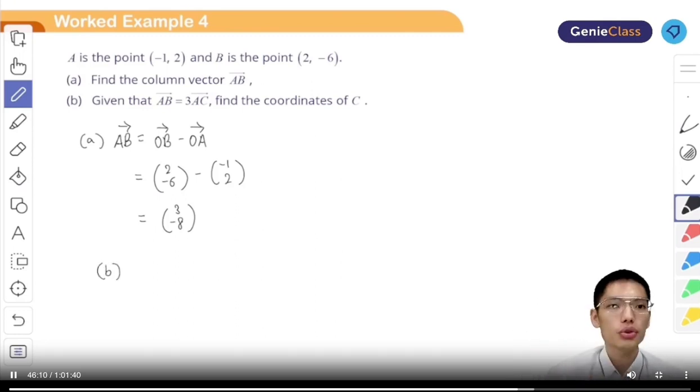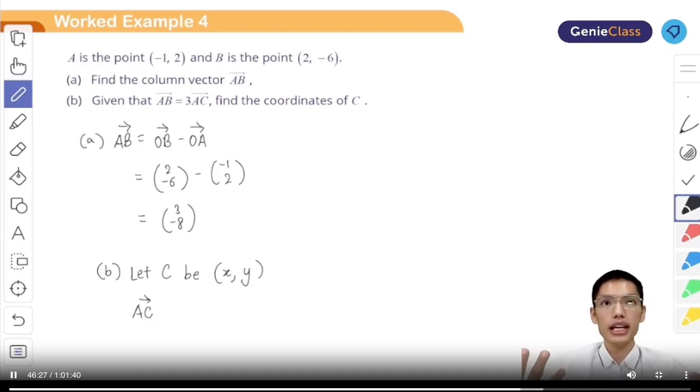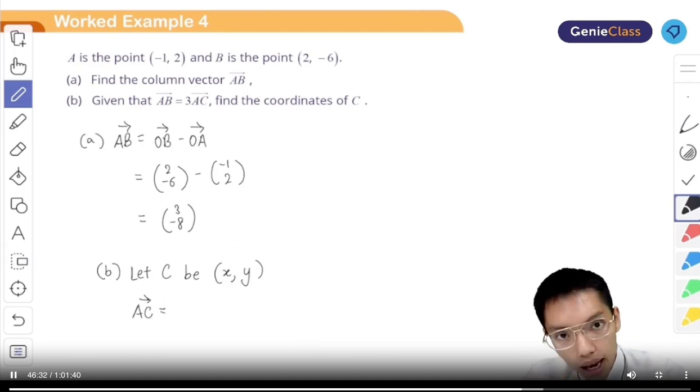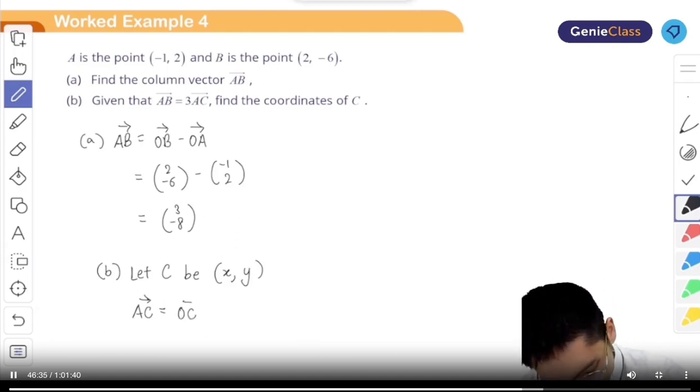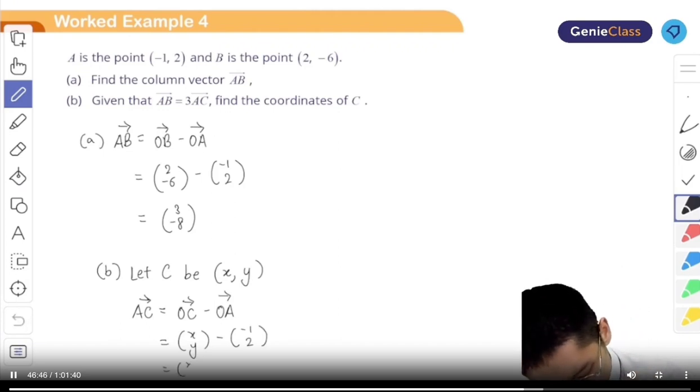So realize what I need to do. I don't know what is C. So therefore, we use the trick. Let C be some coordinate XY. Take note they want coordinate here. So therefore, I want to find AC. Because I know AB, but I don't know AC. So I need to find the vector AC. So AC in this case is OC minus OA. Second letter minus first letter. XY minus negative 1, 2. This gives me X plus 1, Y minus 2.